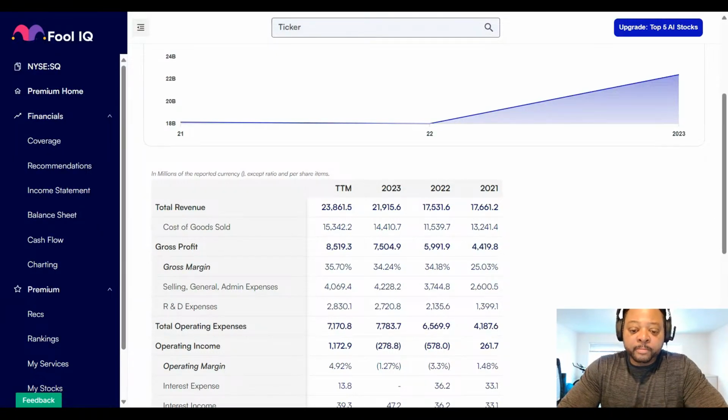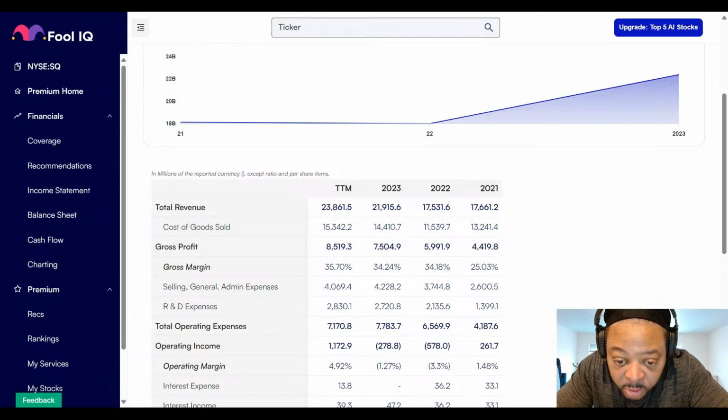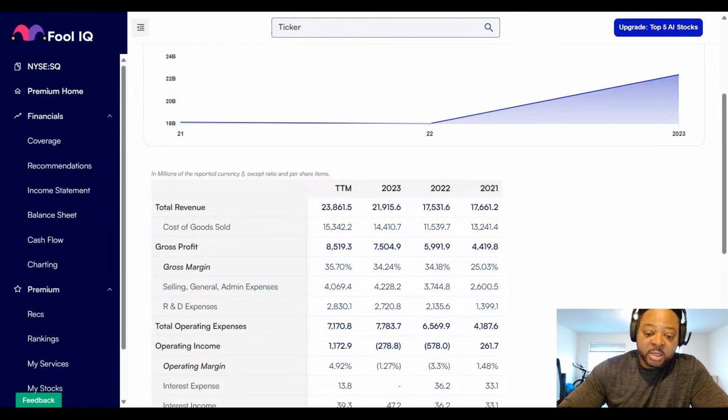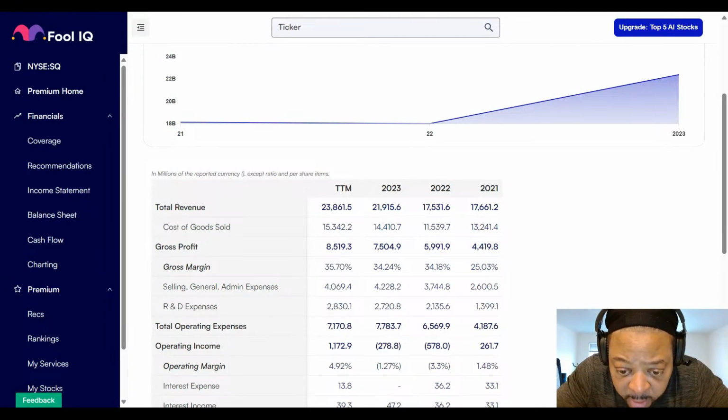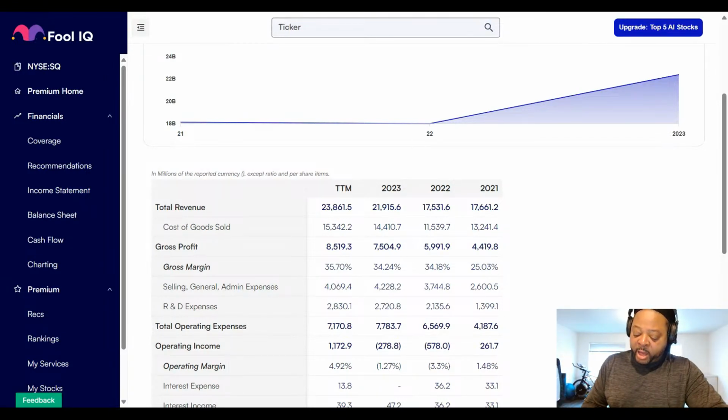Block in 2021 made, and you got to multiply these by 1,000. Unfortunately, that's how they do it. I guess because they can't fit the whole amount of money or revenue in that little space, so they kind of downsize it. So this is 17,661.2. That's what I'm looking at. So you multiply that by 1,000. What is that? Okay, you just add the zeros. Let me just do it by the calculator.